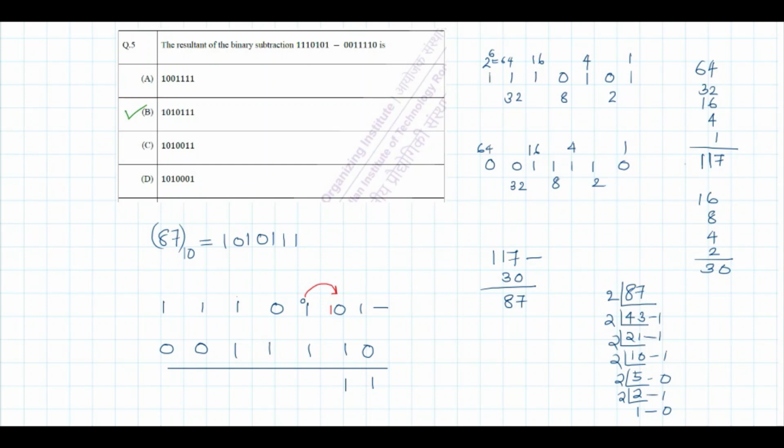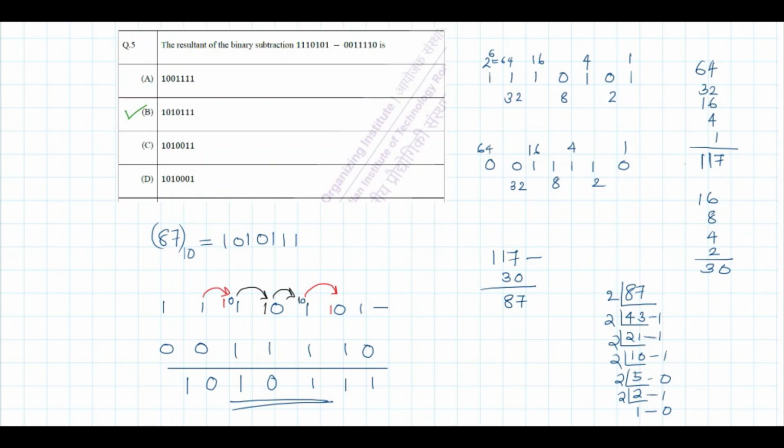Again you have to take a borrow, but here it is 0, so it is not possible to borrow from that. So you take 1 from the next position, this becomes 10, and 10 minus 1 gives 1. The remaining is 10 minus 1, it is 1. 1 minus 1 is 0. Again, you can take a borrow from here, that makes it 10, and 10 minus 1 is 1. 0 minus 0 is 0. 1 minus 0 is 1. Again, the answer is 1010111.